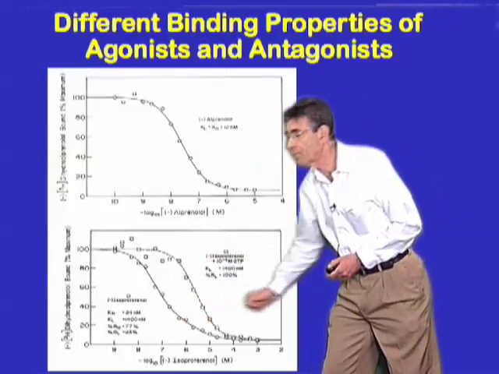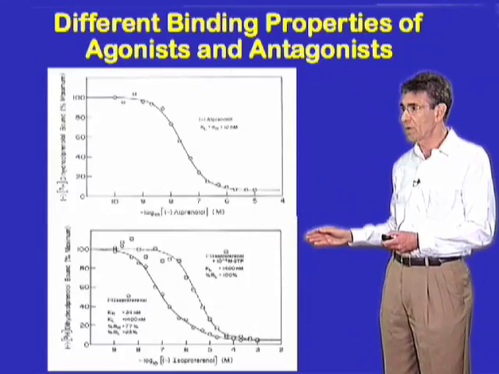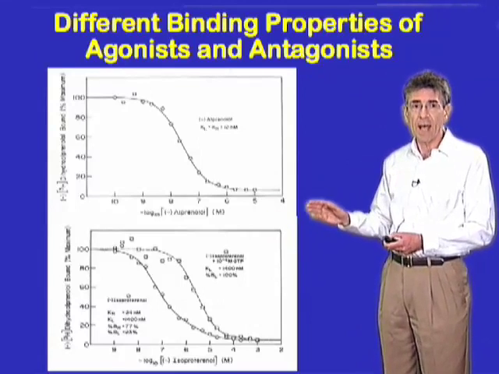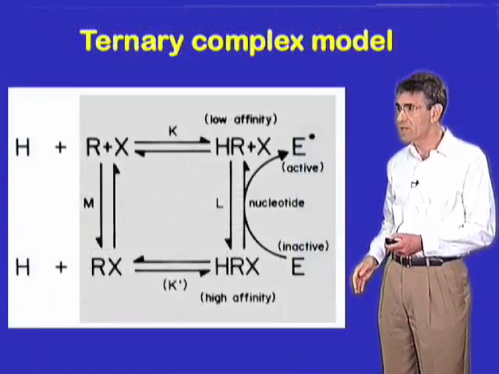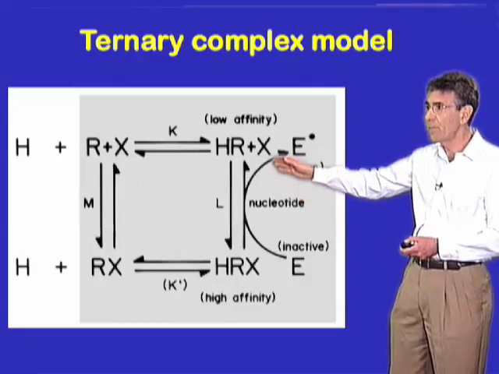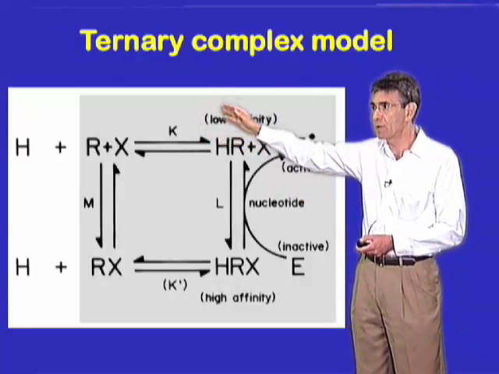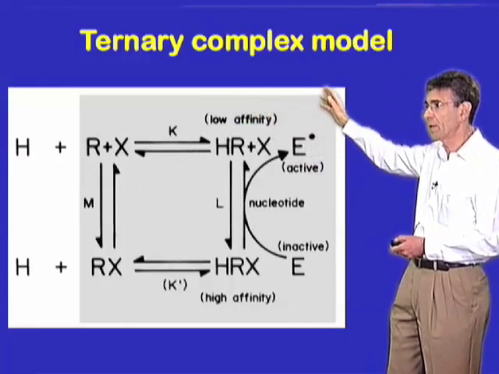And in fact, the affinity of this now steep or uniphasic curve corresponds to the lower of the 2 affinities shown here. A great deal of analysis of these types of curves taught us that agonists are able to stabilize a high affinity form of the receptor.